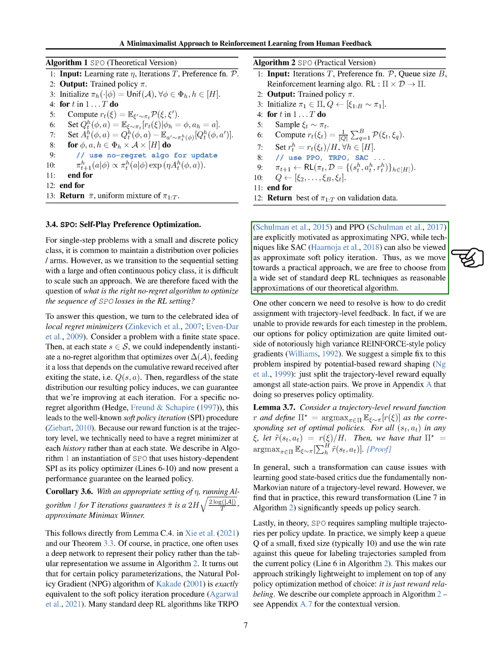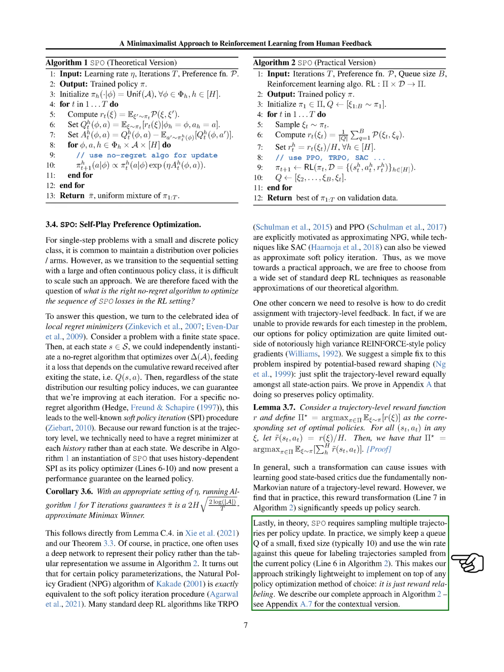Another issue we need to address is how to assign credit with trajectory level feedback. If we can't provide rewards for each time step in the problem, our options for policy optimization are quite limited. We suggest a simple solution to this problem. Just split the trajectory level reward equally amongst all state action pairs. We've proven that doing so preserves policy optimality.